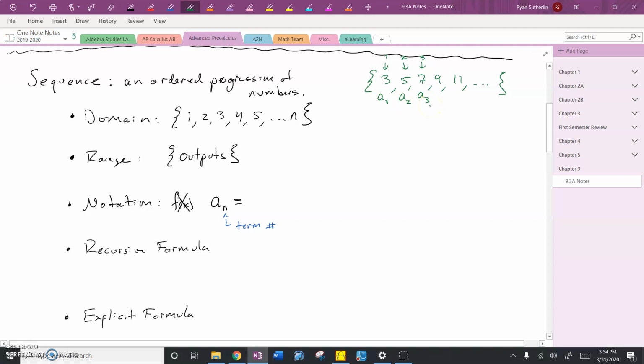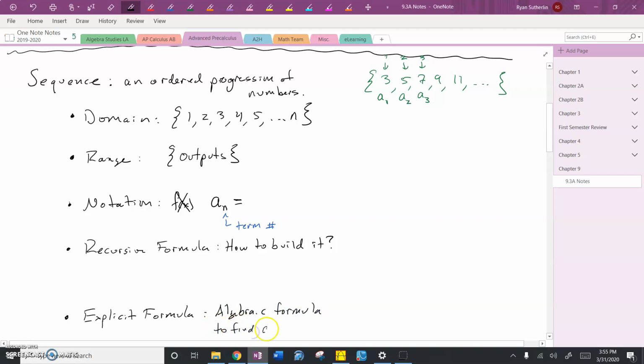Now when we describe sequences with formulas, there's two main types of formulas we use. There's the recursive formula, which tells you basically how to build the sequence. And then the explicit formula allows you to find any term. This is like our algebraic formula to find any term that we want.